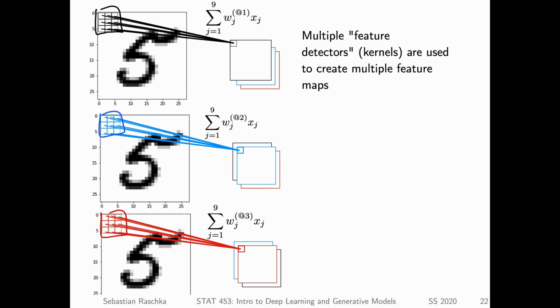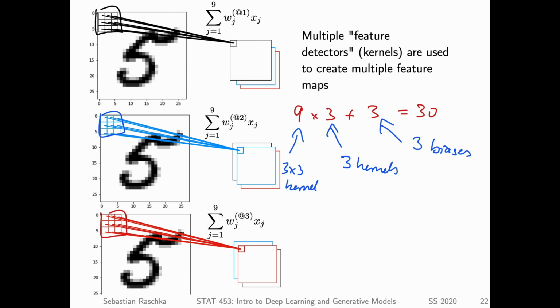So in this case, if we have 3 kernels, we would have 9 features each. 9 features because one kernel is a 3x3 matrix, then times 3, right? Because we have 3 kernels now, plus a bias unit for each kernel. So we have 3 bias units, and in that case we have 30 parameters. So this is again the 3x3 kernel, 3 kernels, and then 3 bias units.